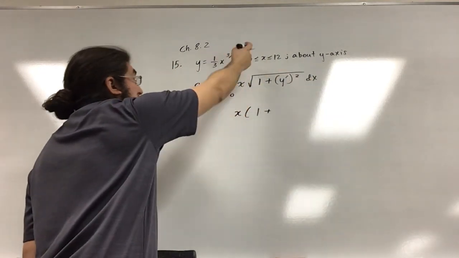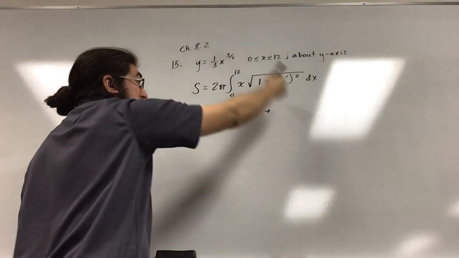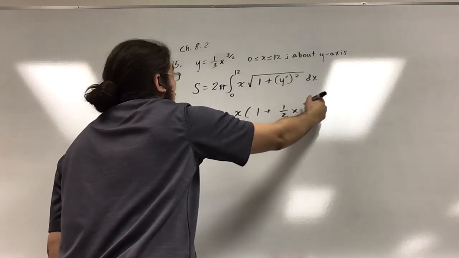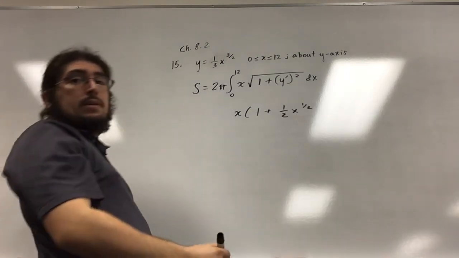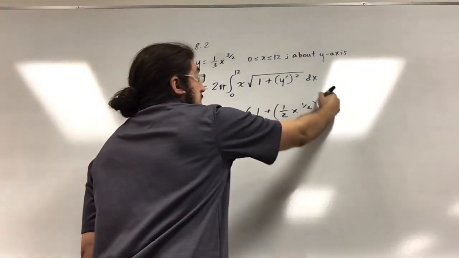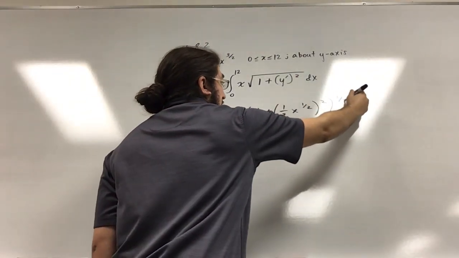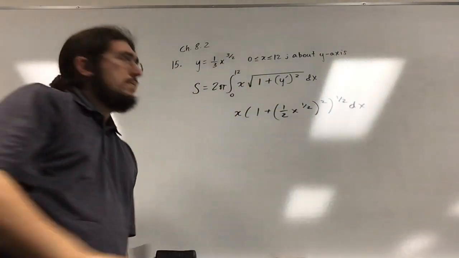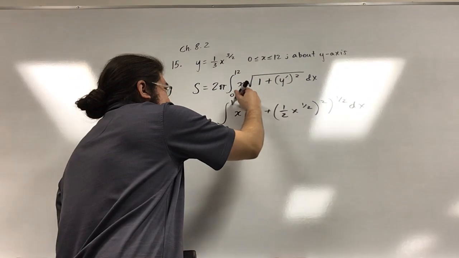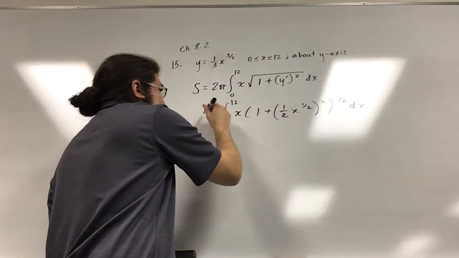Of course, y prime is going to be, if you bring the 3 halves down, the 3's cancel. So you get 1 half x to the 1 half. 3 halves minus 1 is 1 half. Okay, and then that's squared. And then this is to the 1 half power. Just writing the radical as 1 half power. Integral is still there, nothing's changed there. 2 pi still on the outside.